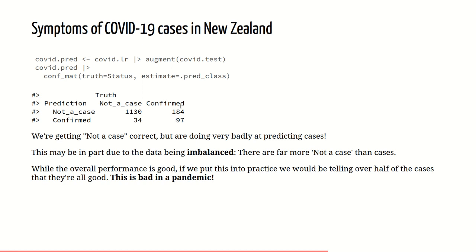Out of the 281 confirmed cases of COVID, using our logistic regression model that we fitted to all the predictors, we're actually only getting 97 of them right. So for 184, we're saying, given your symptoms, you don't have COVID. Now, that's probably not a sensible thing to be doing in a pandemic situation, right?